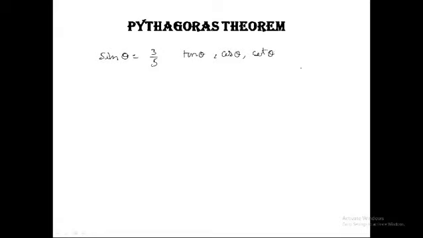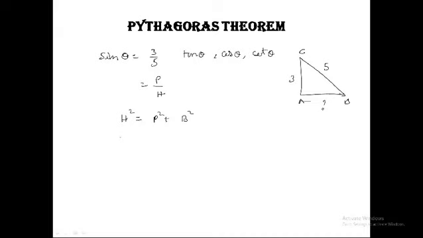So how will you do that? First you will take your right angle triangle, and your sine theta is nothing but opposite perpendicular side by hypotenuse side. So the perpendicular side will be represented as 3 and the hypotenuse as 5. You don't know this side. So how will you find this side? That is the reason you should know this Pythagoras theorem. Pythagoras theorem is nothing but hypotenuse square is equal to perpendicular square plus base square.